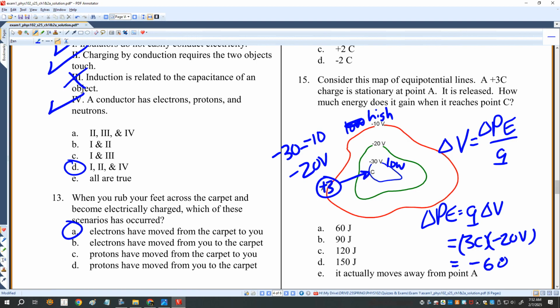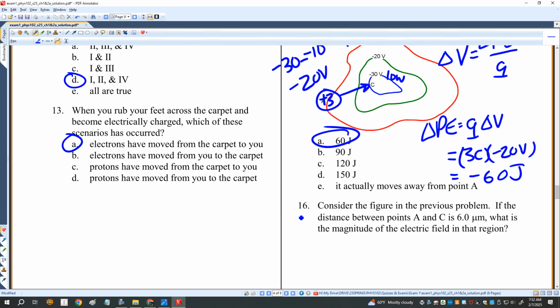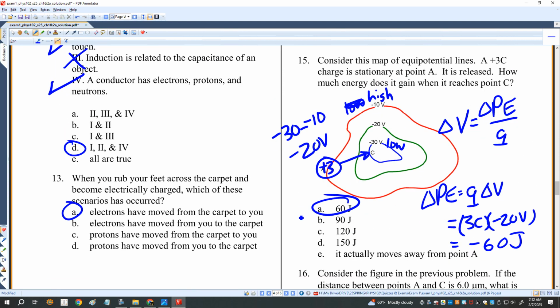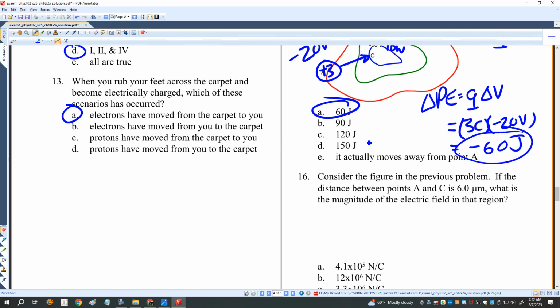That's equal to -60 joules, or just the magnitude of 60 joules. The energy that it gains as it speeds up is 60 joules. So actually, see here, it loses 60 joules of potential energy, and so it's going to gain 60 joules of kinetic energy. We talked about that in class.